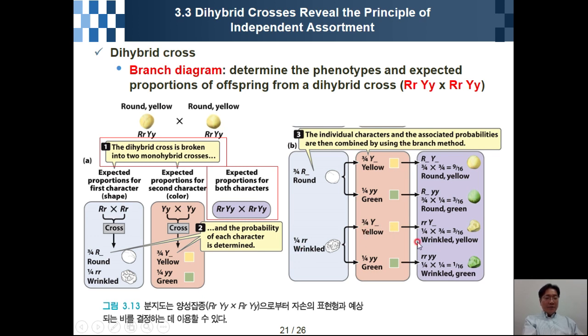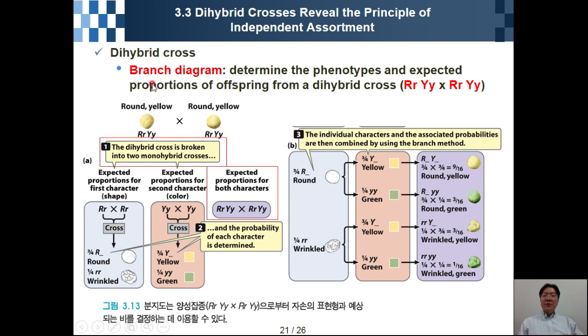Wrinkled and yellow will be 1 out of 4 multiplied by 3 out of 4, which is 3 out of 16. So this is the wrinkled and yellow ratio. How about wrinkled and green? It will be 1 out of 4 times 1 out of 4, which is 1 out of 16. So finally the ratio will be 9 to 3 to 3 to 1.